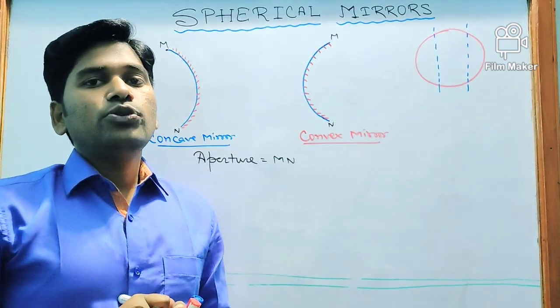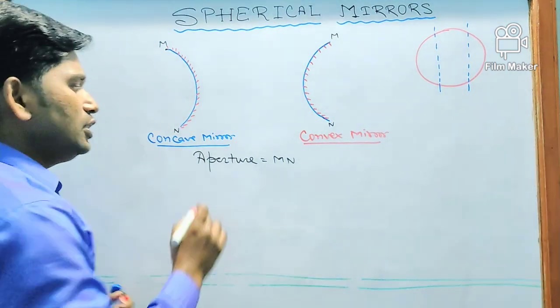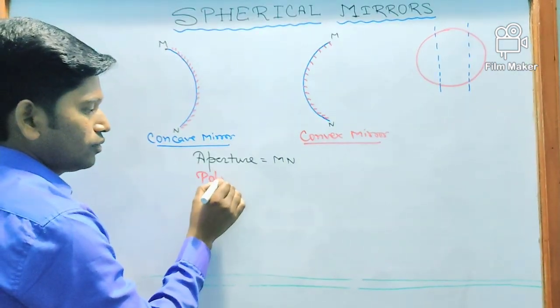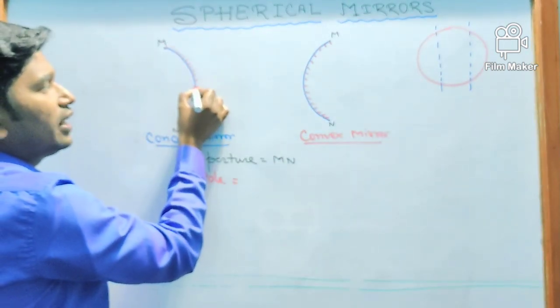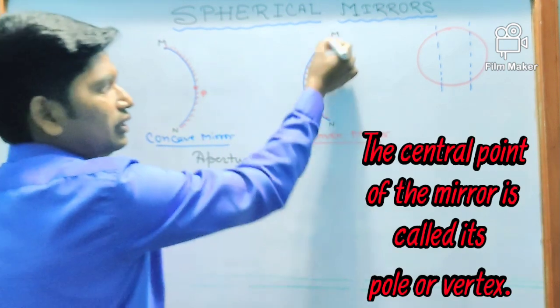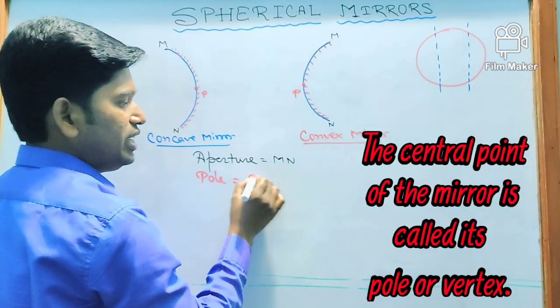Next term related to a spherical mirror: pole. So what is the pole? The center of the mirror is known as the pole. So P is the pole.